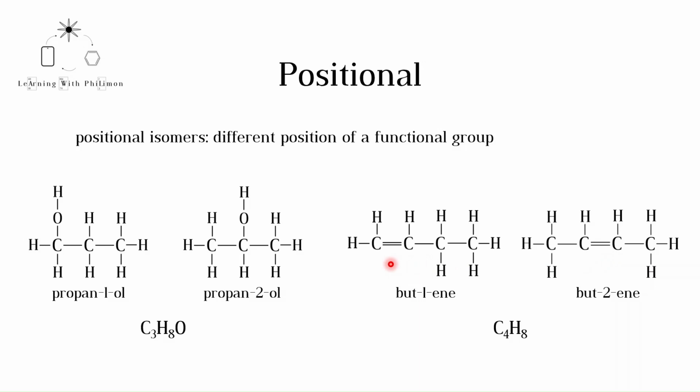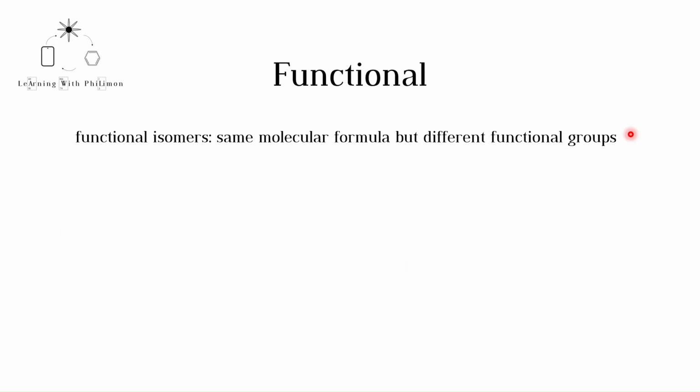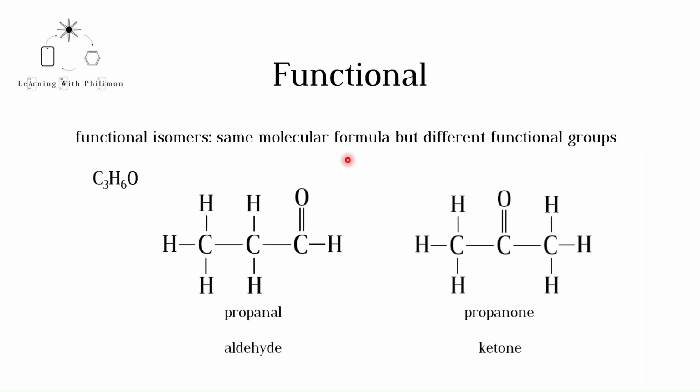Now let's take a look at functional isomers. When atoms are bonded differently, this can lead to different functional groups in each molecule. 2 possible functional isomers with the molecular formula C3H6O are propanal and propanone. Propanal is an aldehyde with a carbon-oxygen double bond at the end of the molecule. Propanone is a ketone with a carbon-oxygen double bond in the central carbon.